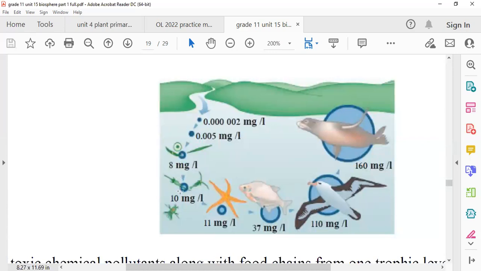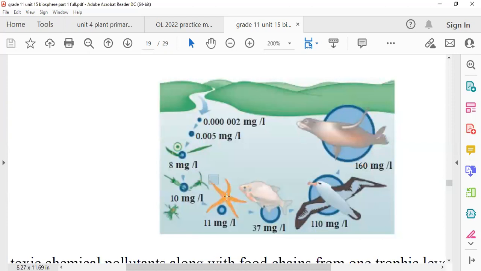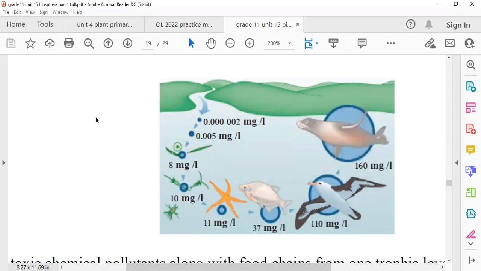Small organisms are eating each other, and here in this place you can see small animals, and they are eaten by a starfish, then it is eaten by a fish, and that is eaten by a seagull, and that is eaten by a dolphin. This kind of a food chain is given.